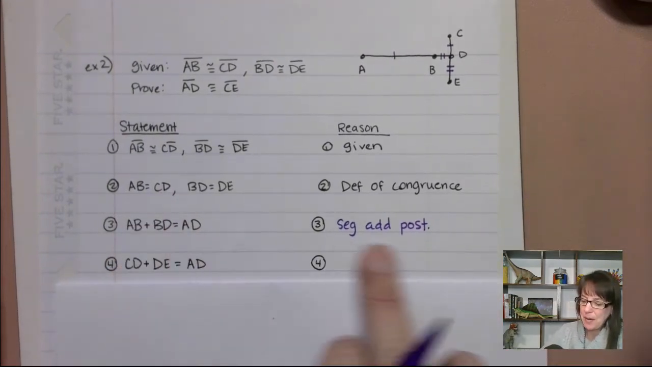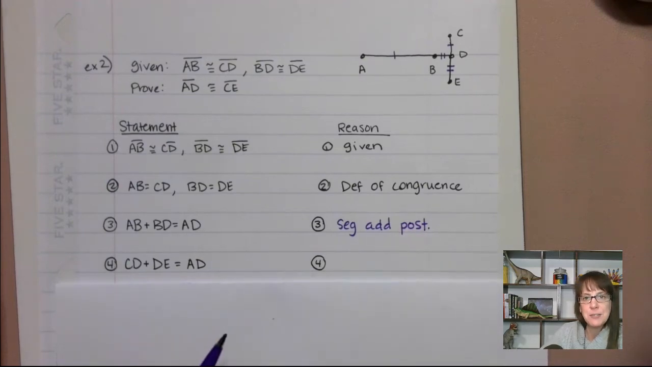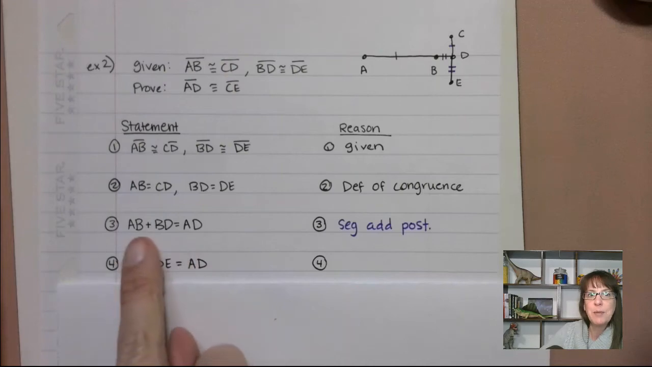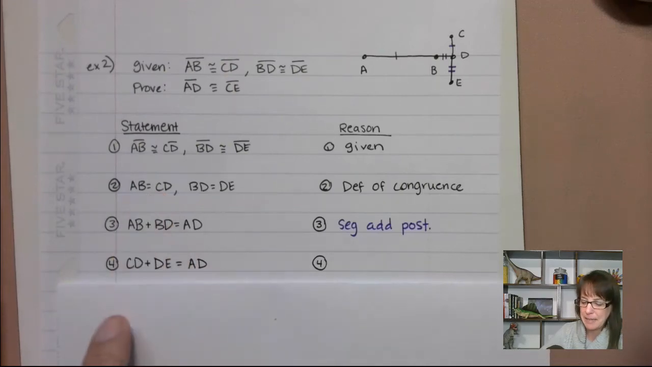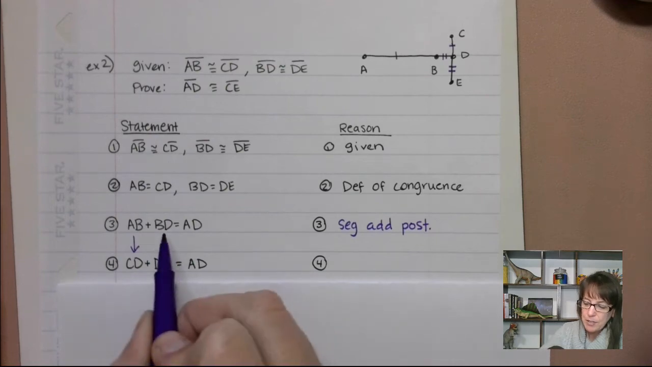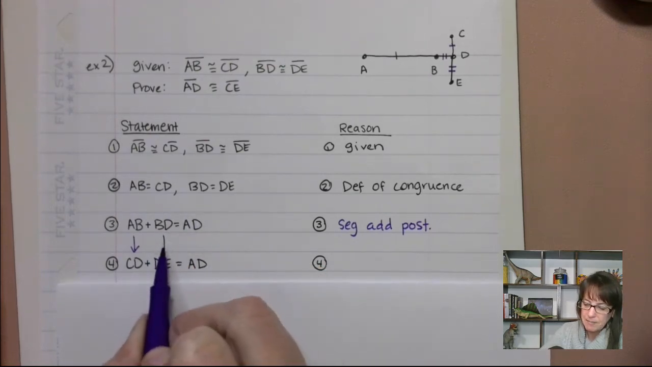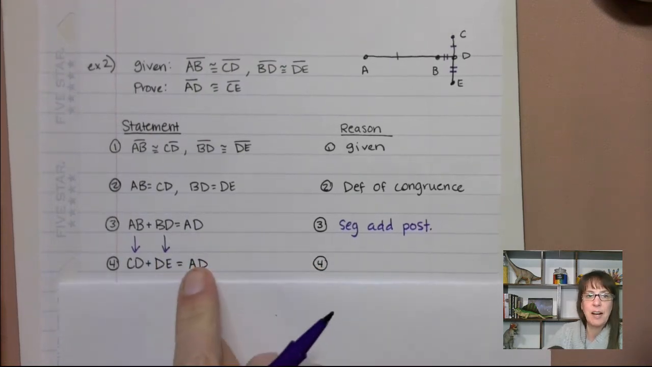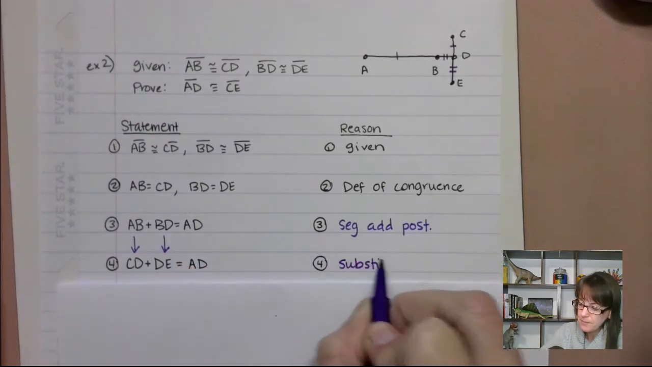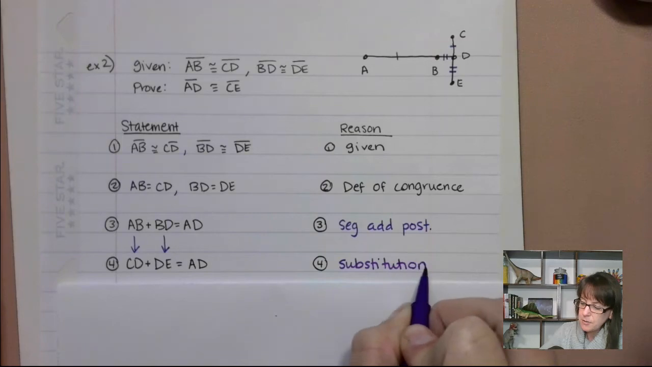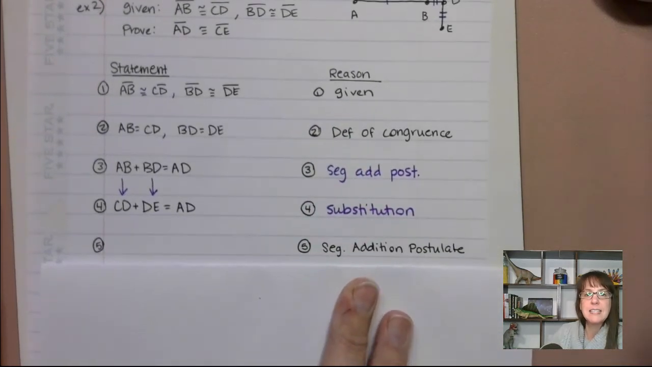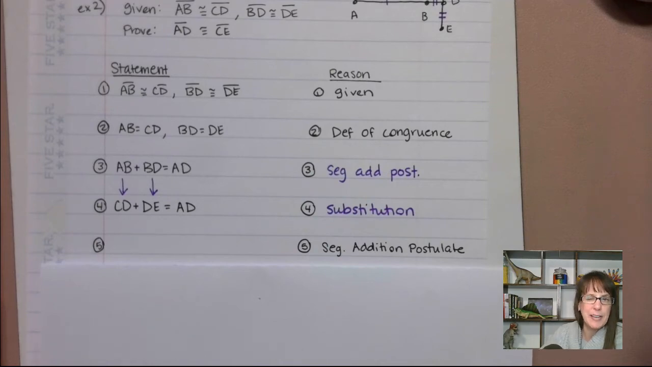So backing up, after you've done your segment addition postulate, ask yourself, hey, can I substitute some things in here? So we already know that AB equals CD, right? So we come here and we say, all right, we're going to replace AB with CD. We also know that BD equals DE. So we're going to replace that for both of those. So that's just substitution.